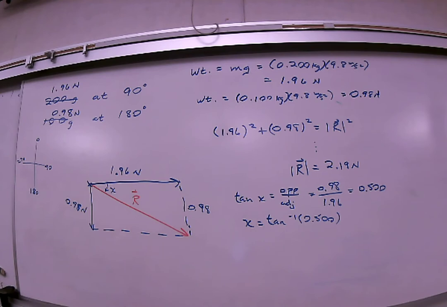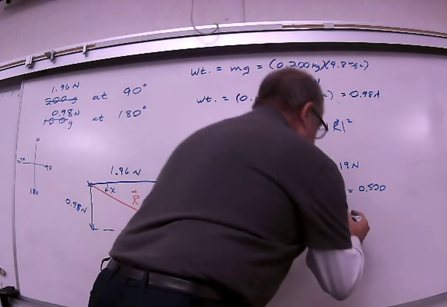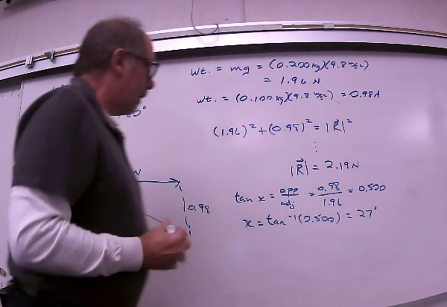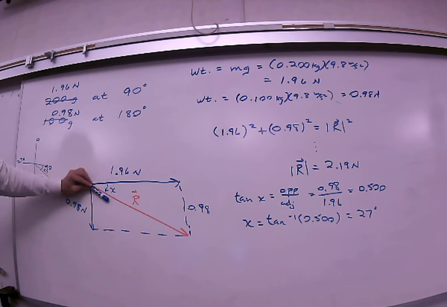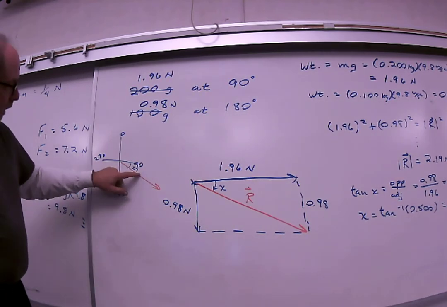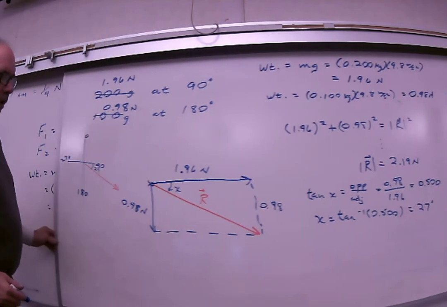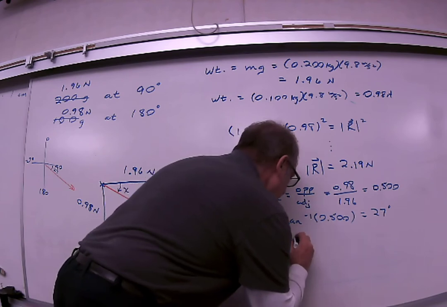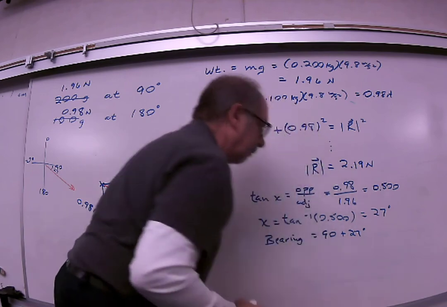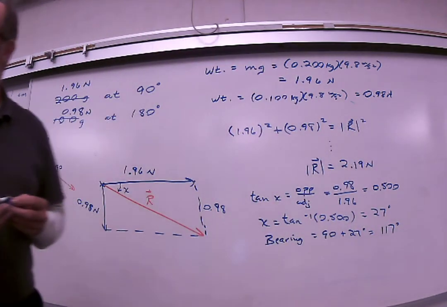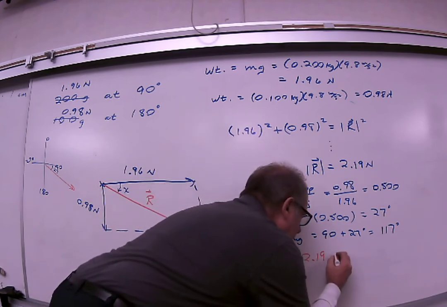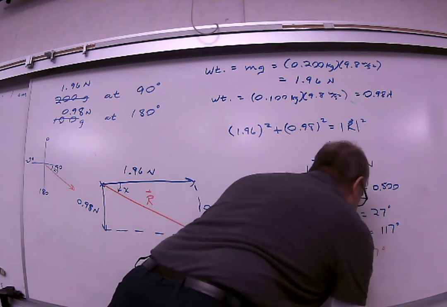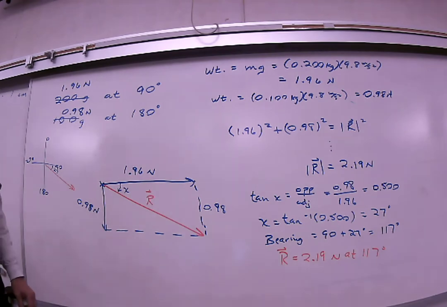27? Is that confirmed? 27. Okay. 27 degrees. That 27 degrees right here, and I'm adding that on to 90, right? So my bearing then is going to be 90 plus 27, or 117 degrees. And then finally, I can report my resultant as 2.19 newtons at 117 degrees. Okay, that's my resultant. All right, any questions about that?